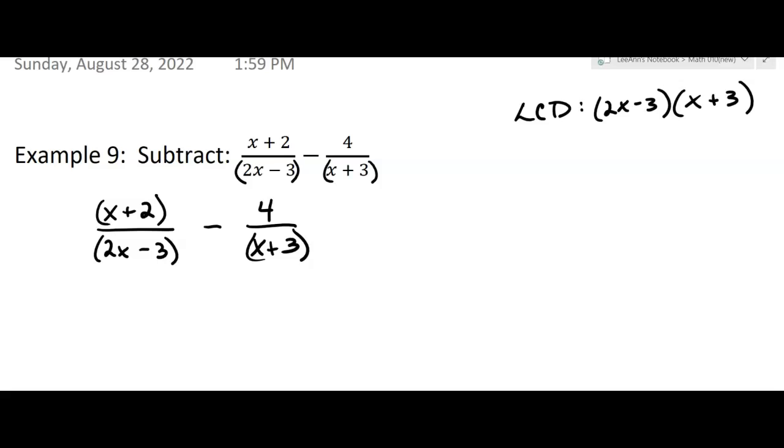So when I think about the LCD, on the first rational expression, I need an x plus 3, so I'm going to have to put that in. And I'll also have to multiply it in the numerator. And then for the second one, I'll need the 2x minus 3.